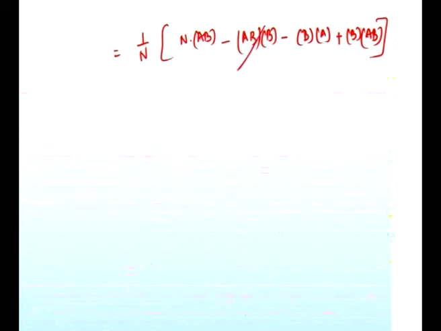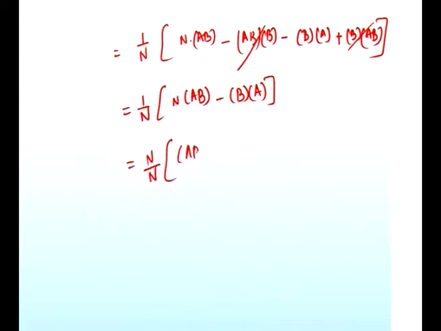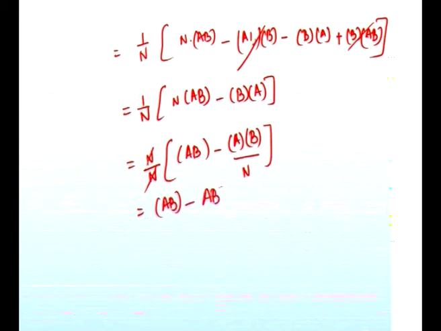So, this b into ab and b into ab get cancelled and you have only 1 by n into n ab minus b into a. Organizing it, taking that n outside, n by n into ab minus a into b into a can be written as a into b by n, and this stands for ab minus ab naught, which is equal to delta, which is your left hand side, hence proved.